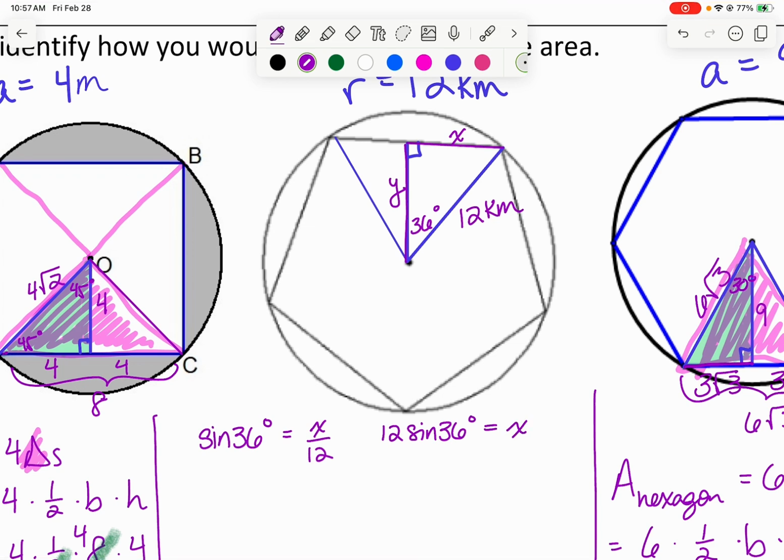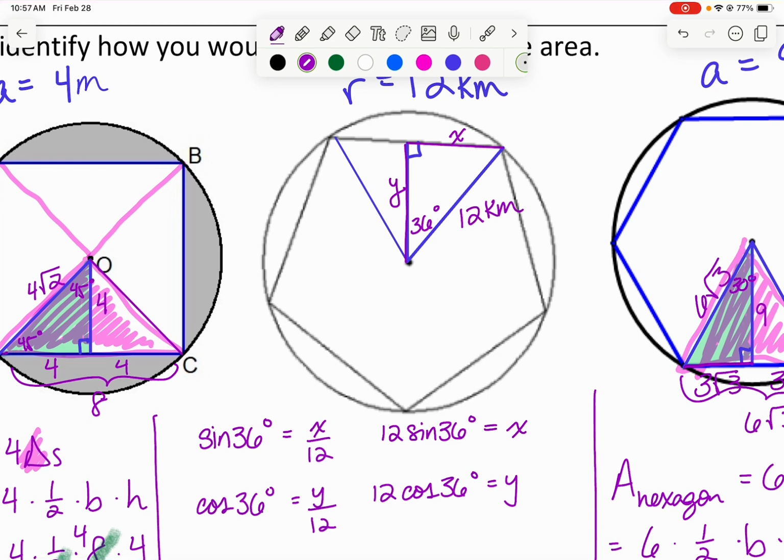And I'm going to leave it like this because we cannot round in the middle of a problem. We have to make sure that we are not rounding until the very end of the problem. So now let's do y. So y is not sine, it's going to be cosine because it's adjacent. So we have cosine of 36 degrees equals y still over 12. So we have 12 cosine of 36 degrees equals y.